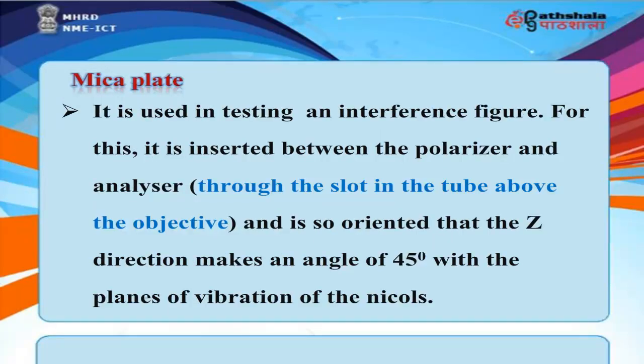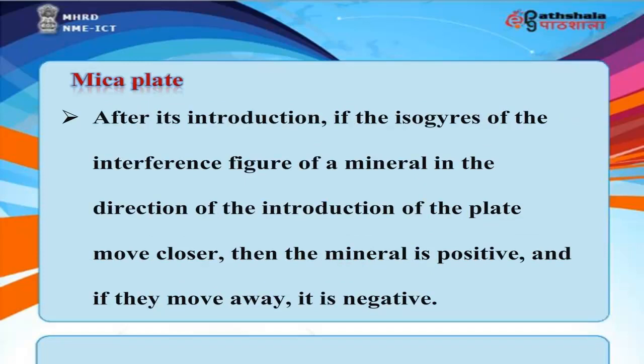It is used in testing an interference figure. For this, it is inserted between the polarizer and analyzer through the slot in the tube above the objective, and is so oriented that the Z direction makes an angle of 45 degrees with the planes of vibration of the Nicols. After its introduction, if the isogyres of the interference figure of a mineral in the direction of the introduction of the plate move closer, then the mineral is positive, and if they move away, it is negative.